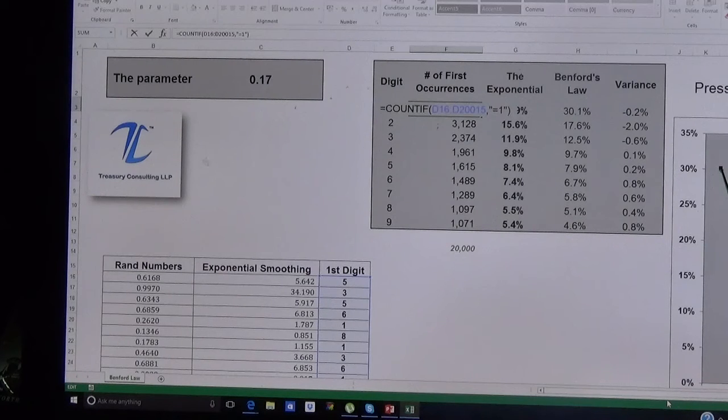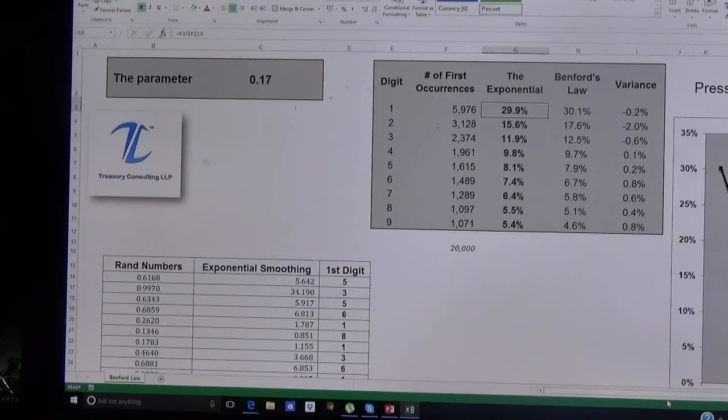Now what you did after that, you took the percentage. The first number came 5976 out of 20,000. So you yourself know that this is roughly 29.9%, or flatly speaking, 30%. Second is 3.3128. If we calculate, this is roughly 15.6%, and so on and so forth. If you add these, you will get 100%.